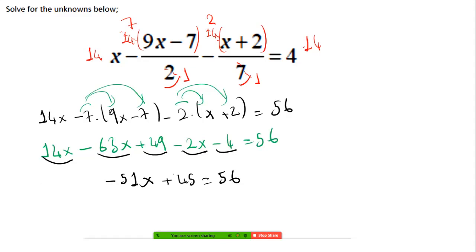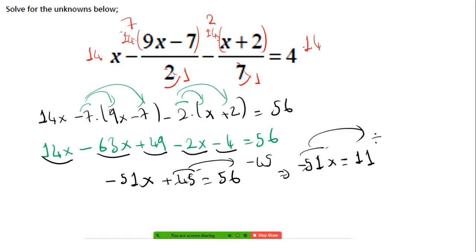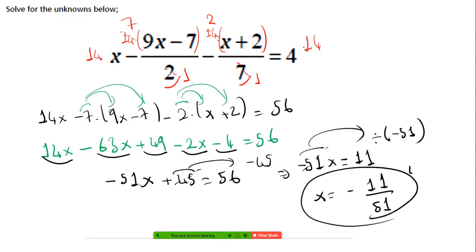And then I'm going to leave the unknown alone, so 45 is there as addition and goes to the other side as subtraction. So it will give me minus 51x equals 11. And then this 51 is there as multiplication, so it goes as division. Don't forget, you don't change sign, you change operation. It will give me x equals minus 11 over 51. So this is going to be my final answer.